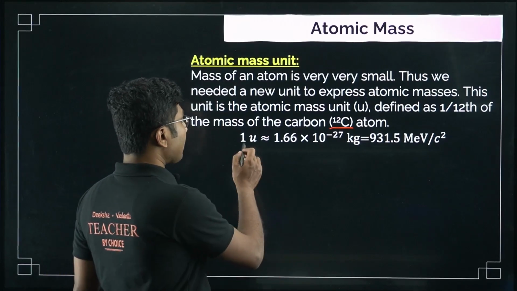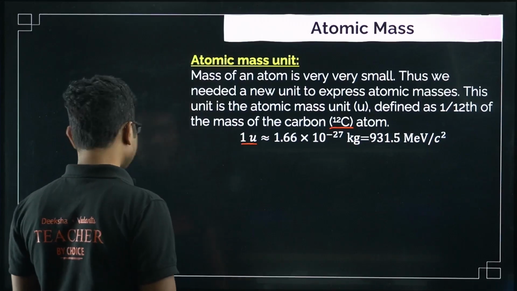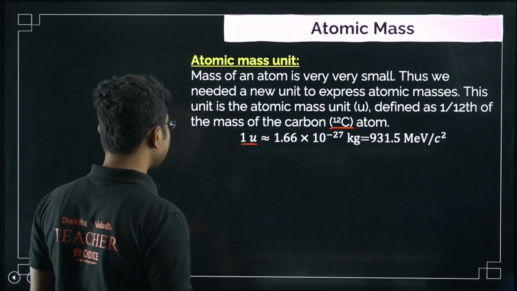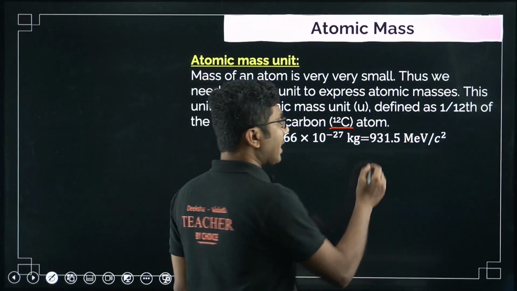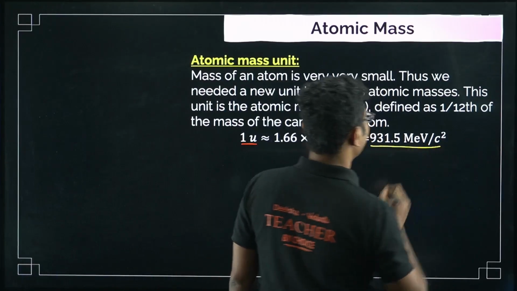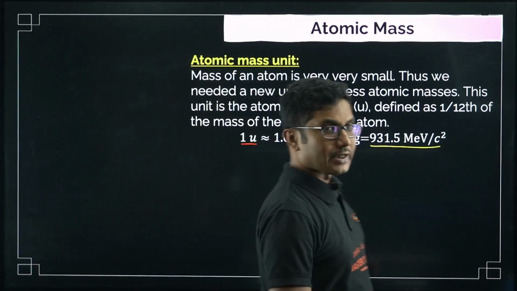Okay, so this is called atomic mass unit, and one atomic mass unit is basically 1.66 into 10 to the power of minus 27 kilograms. Okay, you don't need to remember this value obviously, but you have to remember this value, 931.5 MeV per c square. So what is the meaning of that?